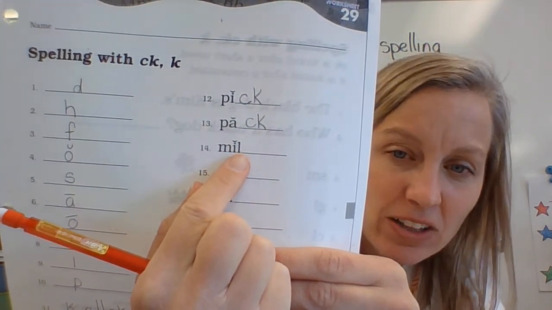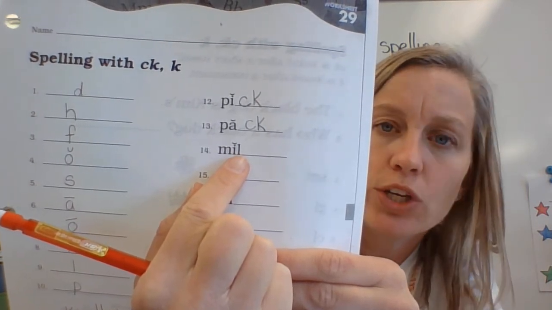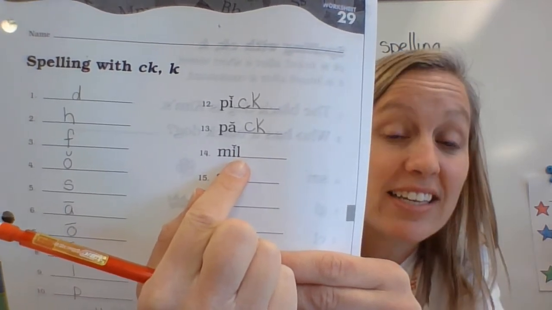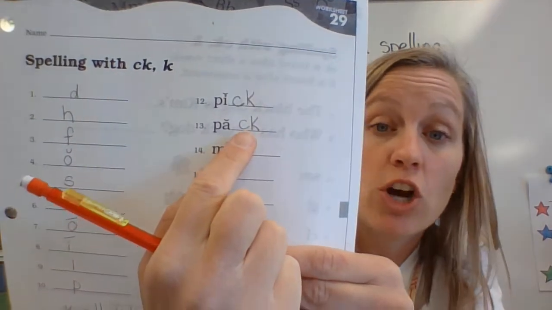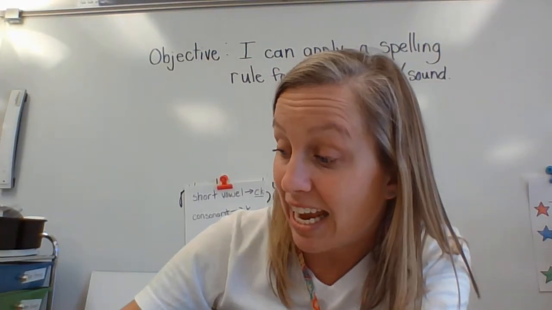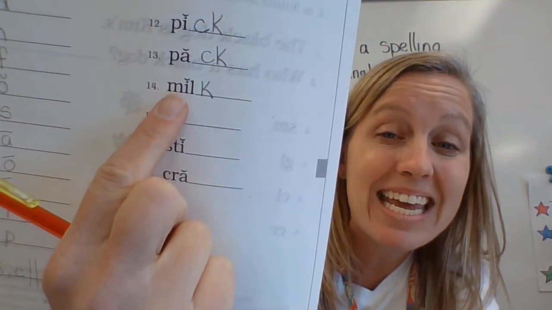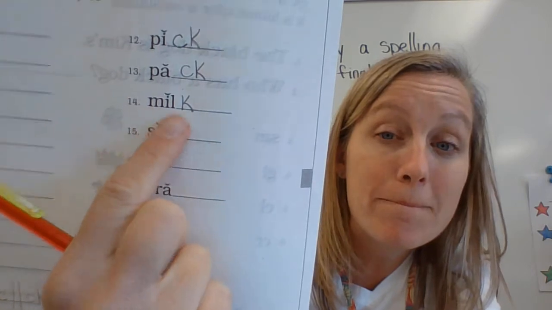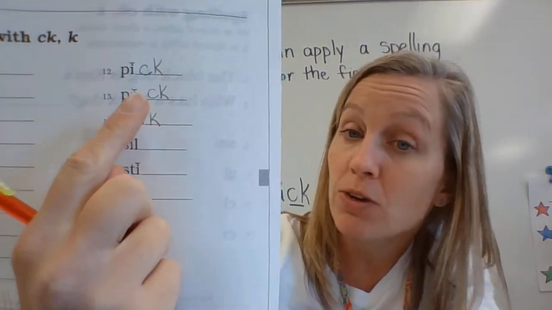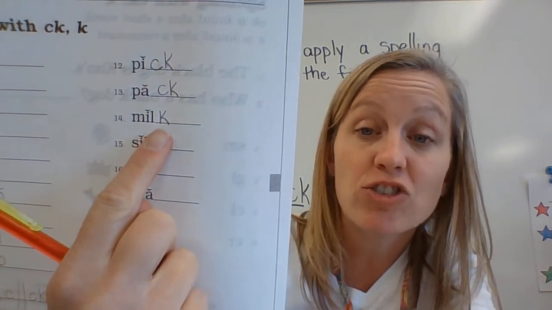Good. Number 14, we have M-I-L. That final letter there is an L, which is not an A-E-I-O-U, not a vowel, it is a consonant. After a consonant, we don't use CK. After a consonant, we use just a K. Let's read our word. Milk, milk. Good, they all have the K sound, but there are times when you use CK after a short vowel, and times when you use just a K after a consonant.